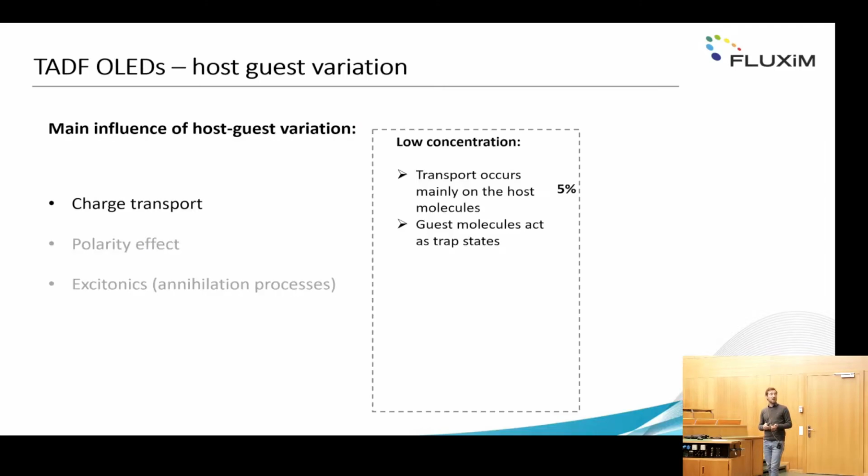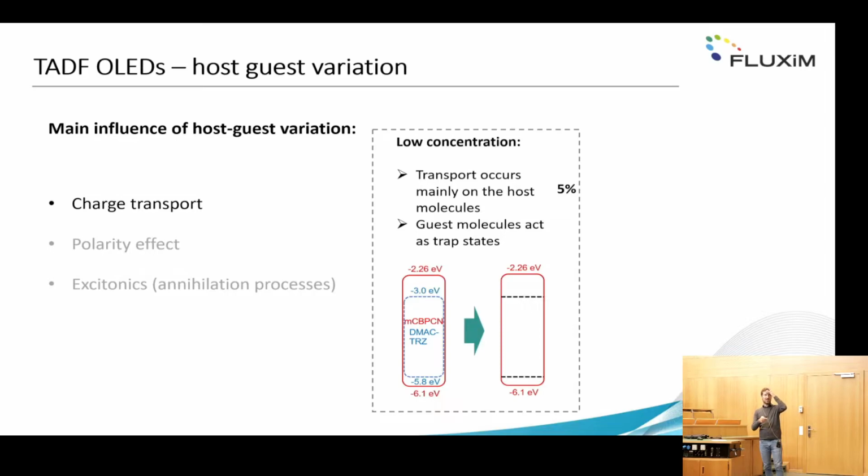So first of all is charge transport. We identified 2 regimes. Basically, the low concentration regime, which we used in the simulations of the 5% device, where we assume that we have transport on the host molecule, and then the guest molecule in this case acts as a trap state. And so we define it in Sept in this way. So we use the HOMO-LUMO levels of the MCV-PCN, which is the host, and then we define the trap states to mimic the presence of the guest.